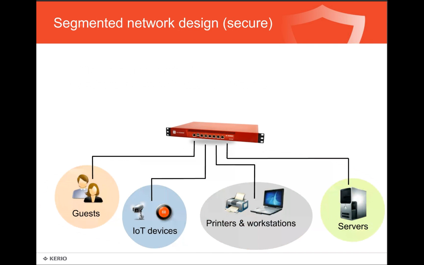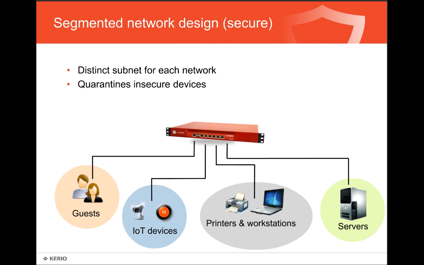How can you better protect your local network? Try to do a segmented network design, which is even more secure. So a distinct subnet for each network. Put your printers and workstations on their own subnet, put servers on their own subnet, put your IoT devices on a separate network, and also put guests on a separate network. This will definitely quarantine insecure devices, like, for example, the IoT devices. And of course, it forces the traffic between the local networks to go through your firewall.